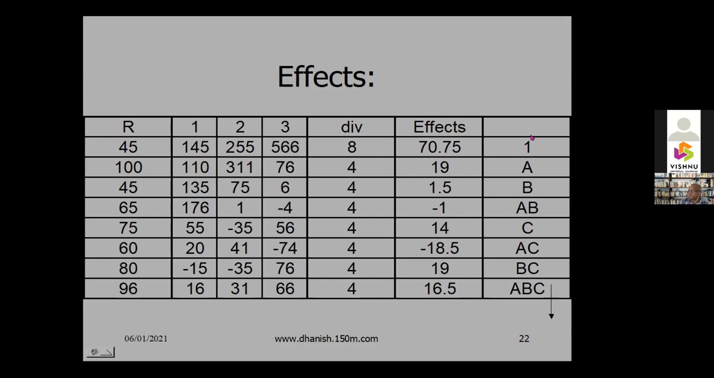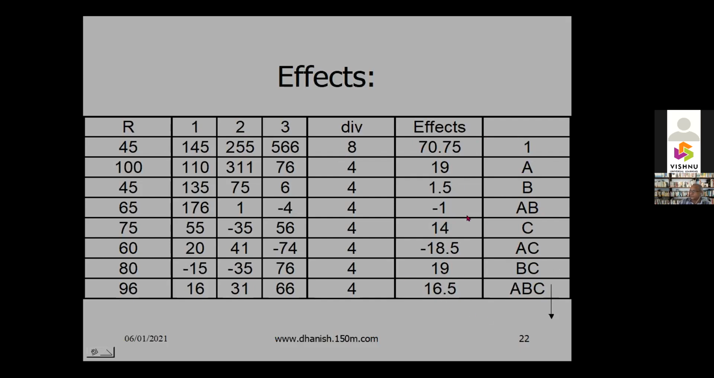That means one is the constant value. Effect of A is 19. Effect of B is 1.5. Effect of AB is -1. Effect of C is 14. AC is minus 18.5, BC is 19, ABC is 16.5.